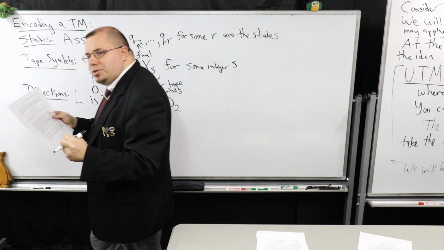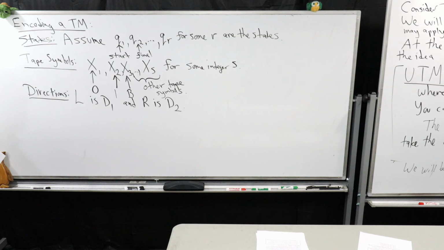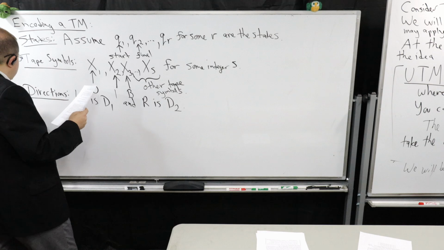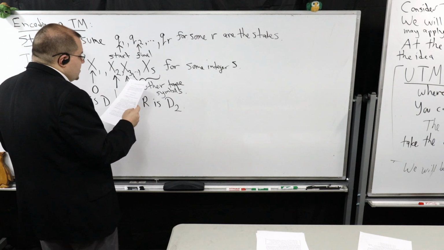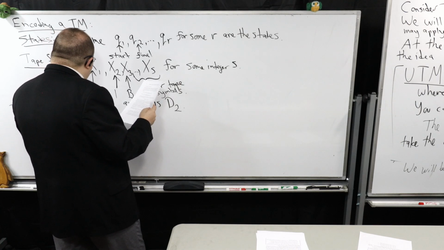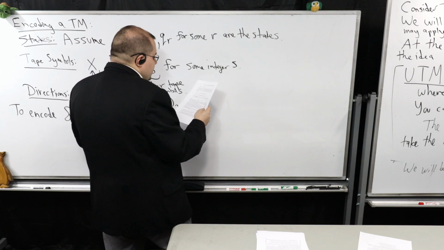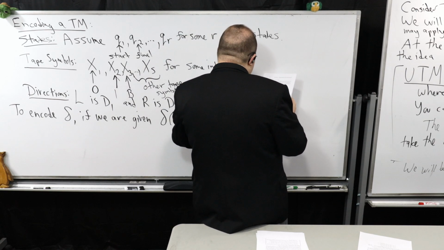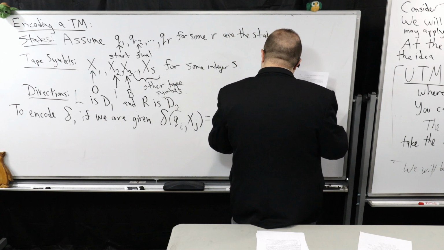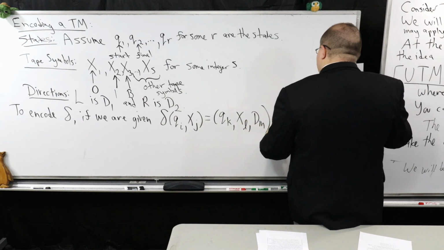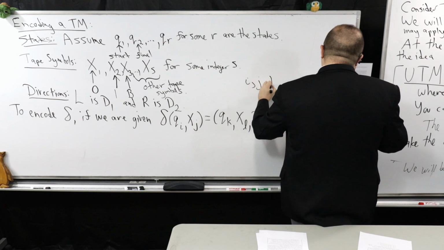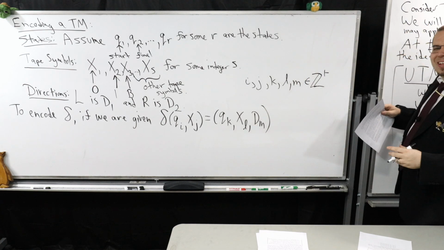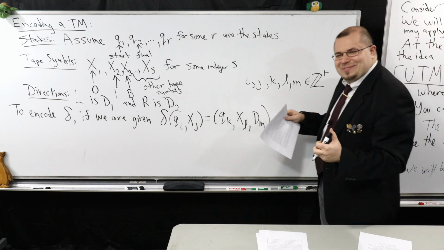So I've got to describe to you how you give a transition, right? Because those are very important for how we encode the Turing machine. To encode delta, if we are given delta of qi xj equal to qk xl dm. Like I said, there's a lot of symbols in here, and I must stress that i, j, k, l, and m are all positive integers. You didn't expect to see this many variables all at once, but that's what we're doing today.